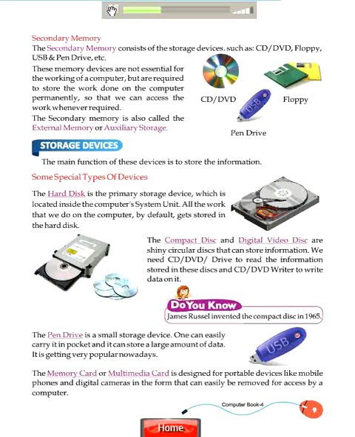Storage devices. The main function of these devices is to store the information. Some special types of devices. The hard disk is the primary storage device, which is located inside the computer system unit. All the work that we do on a computer by default gets stored in the hard disk. The compact disc and digital video disc are shiny circular discs that can store information. We need a CD or DVD drive to read the information stored in these disks, and a CD or DVD writer to write data on it.